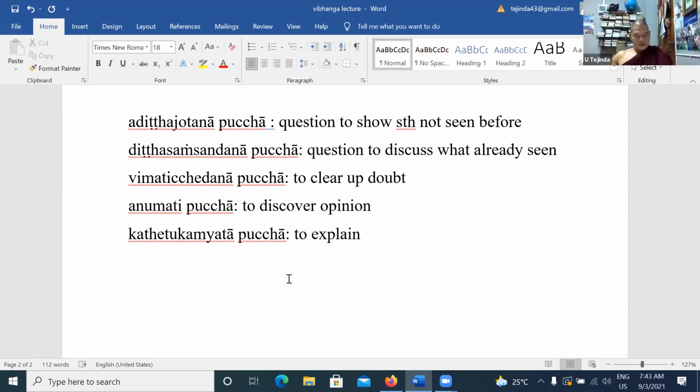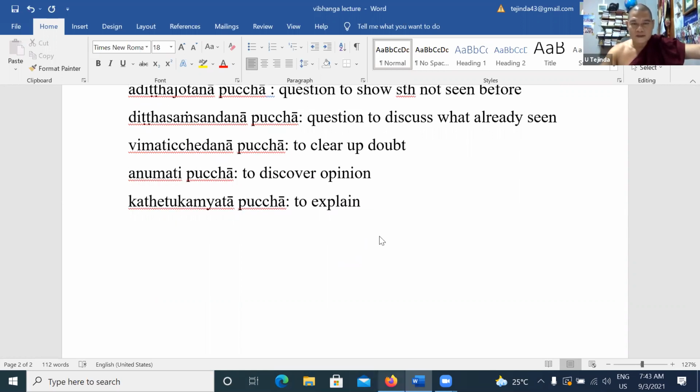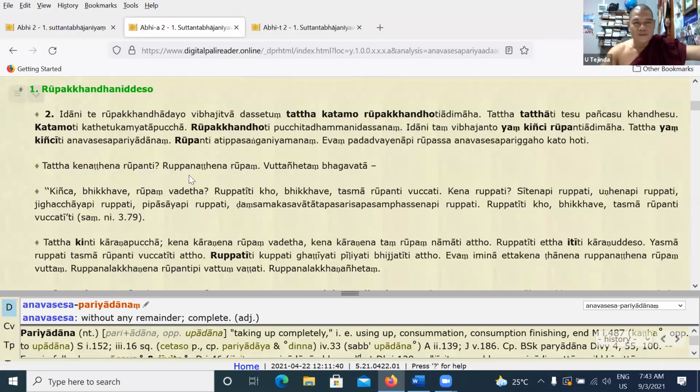Here, one thing I want to ask you. Rupa Khanda is formed only with matter, not formed with the mind. But here, about the Rupa.